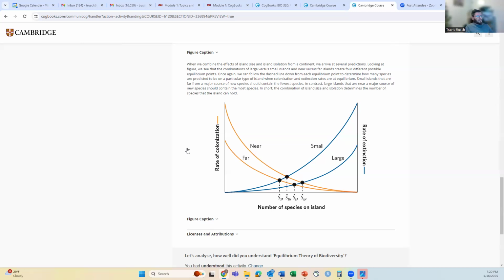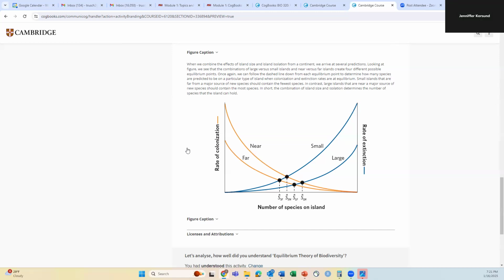You might get some scenarios like true or false: a large island can support more species than a small, near island. It could be that simple, or it could be a short answer question where it says use the theory of island biogeography to describe the patterns that distance and size have on biodiversity. And then you're going to have to write 4 to 8 sentences describing all of these different patterns.